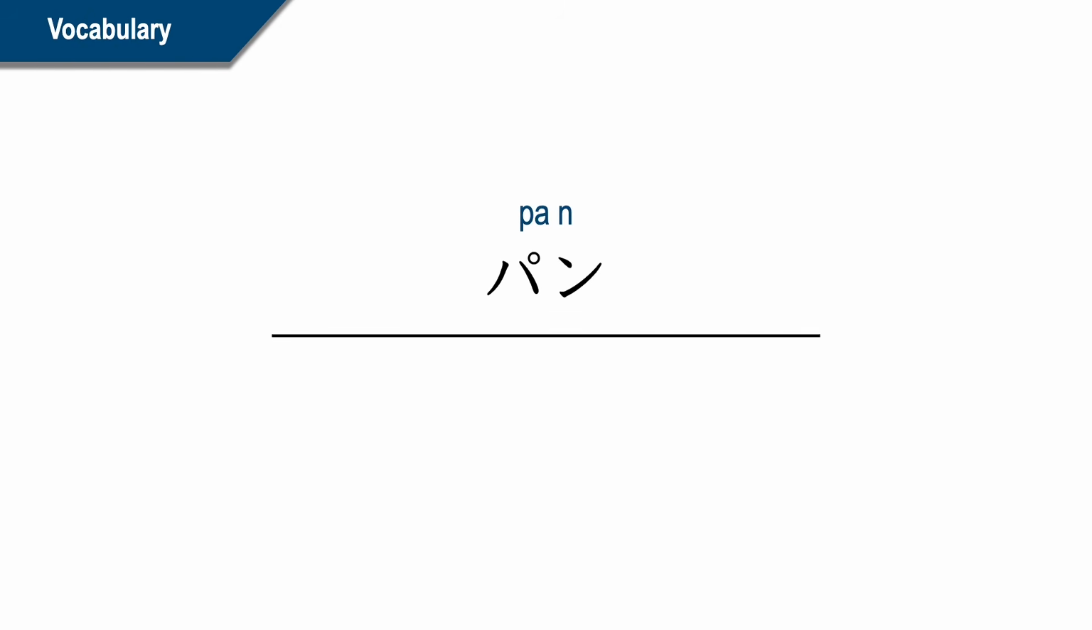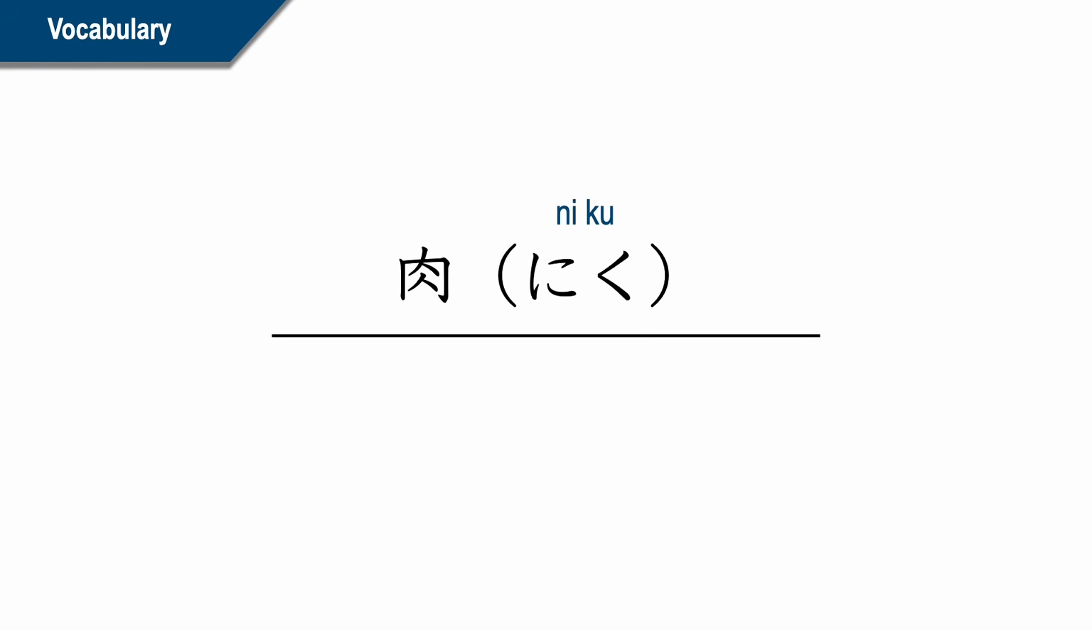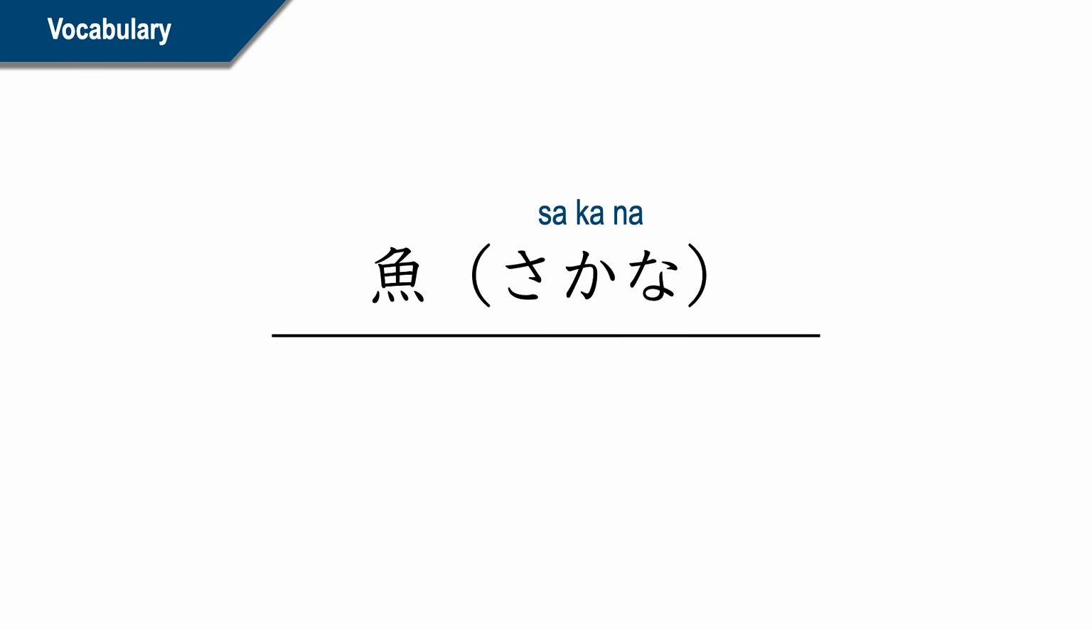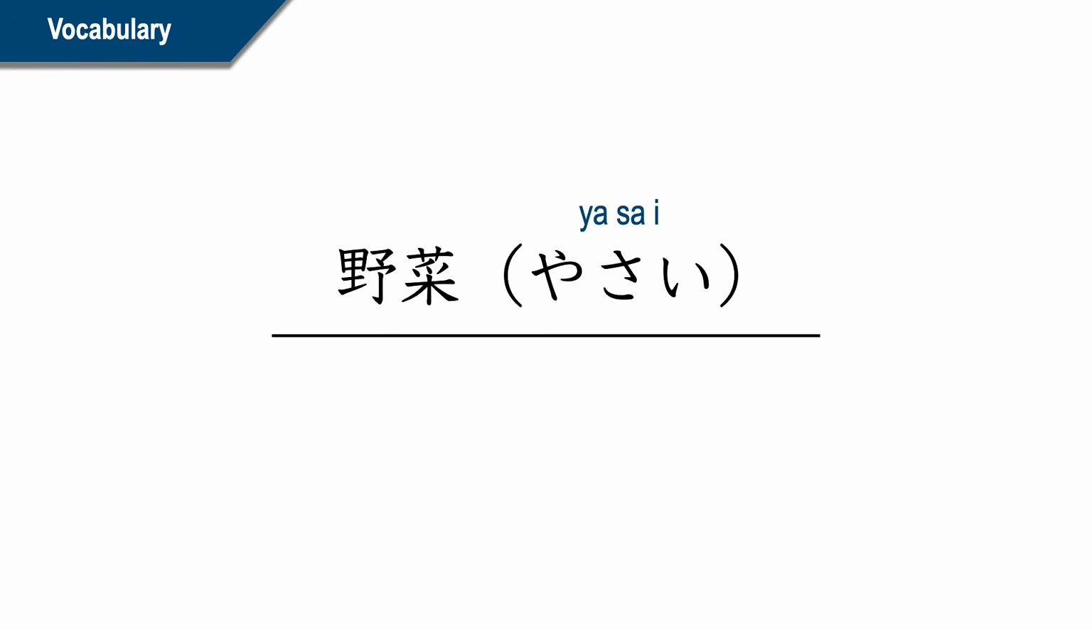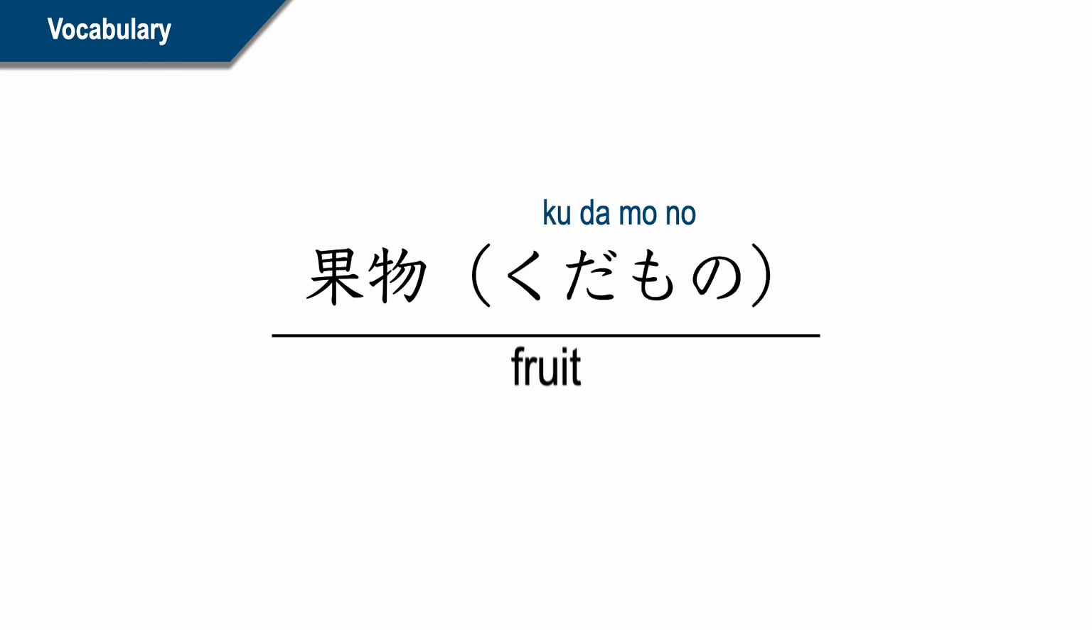パン, bread. 卵, egg. 肉, meat. It's commonly used with お肉。魚, fish. 野菜, vegetable. 果物, fruit. フルーツ is also commonly used.